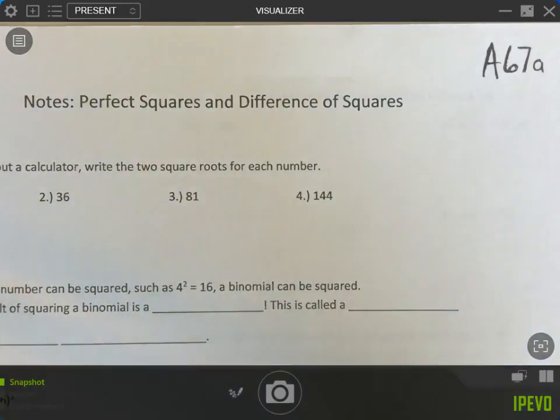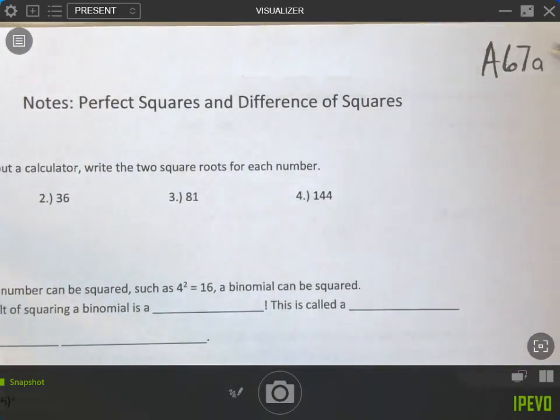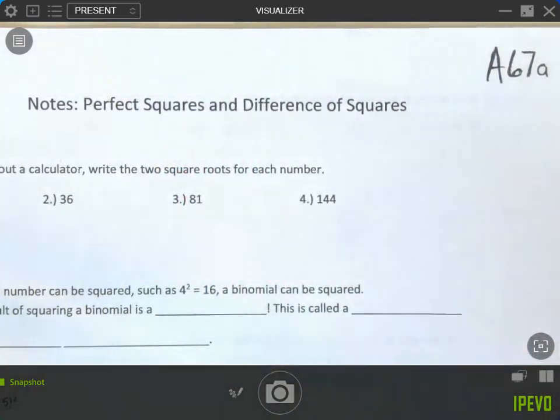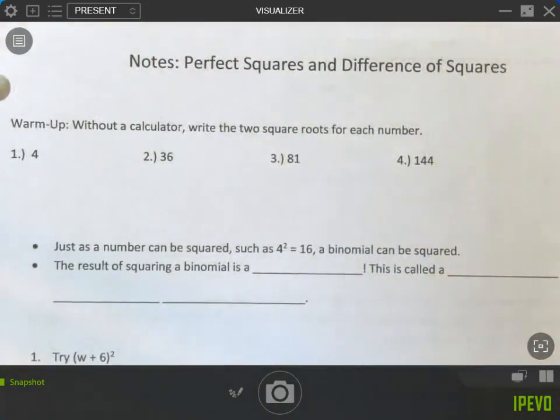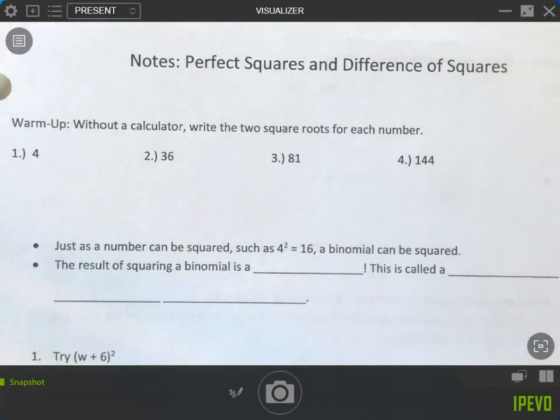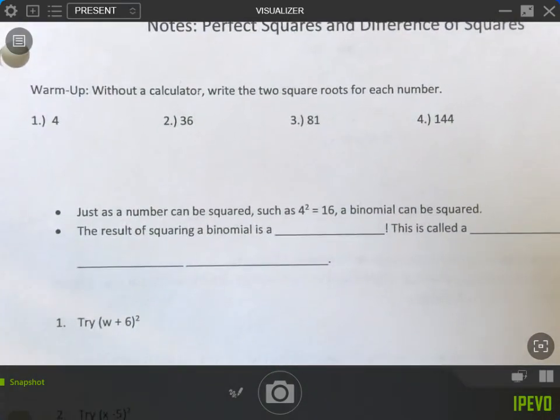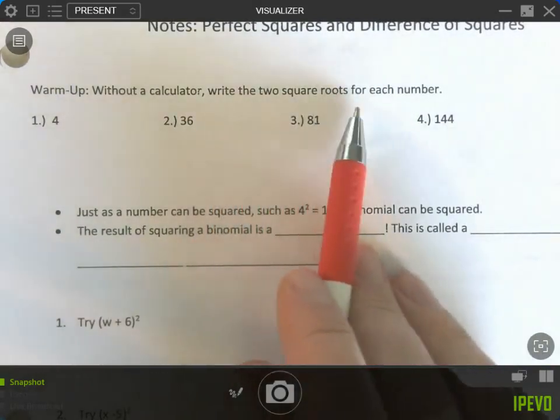All right, we are looking at worksheet A67a. There are notes on perfect squares and difference of squares. So we are still factoring, and then we're going to go on to use our factoring to help us solve things. So without a calculator, it says write the two square roots for each number.